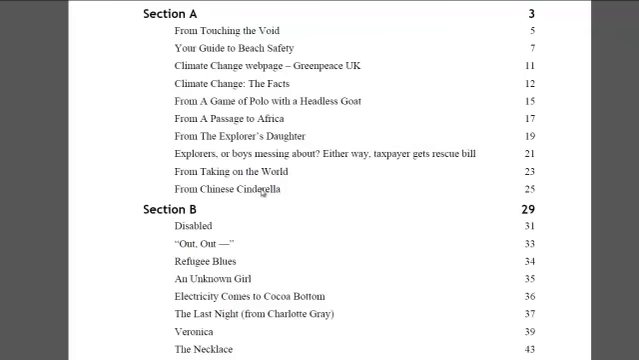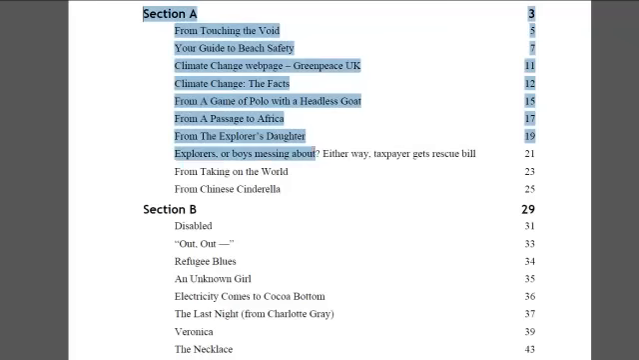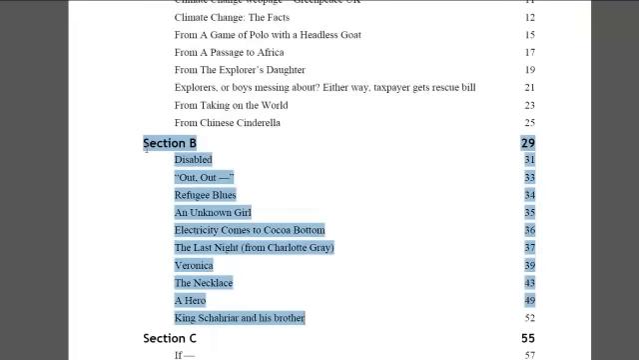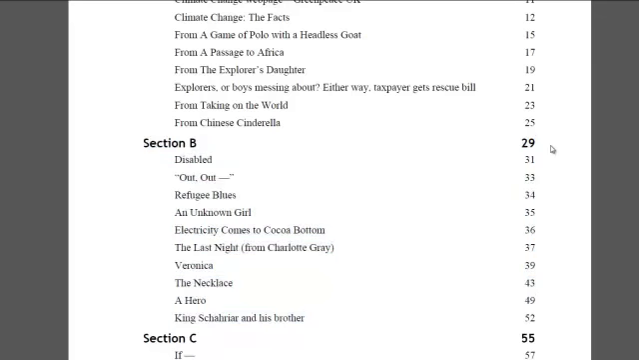Now section A, this one here, these are all non-fiction texts, and they might be things like articles, or they might be leaflets, and all of section B are poems, and we will have to know all of those. Okay, so that's a basic introduction to the anthology.